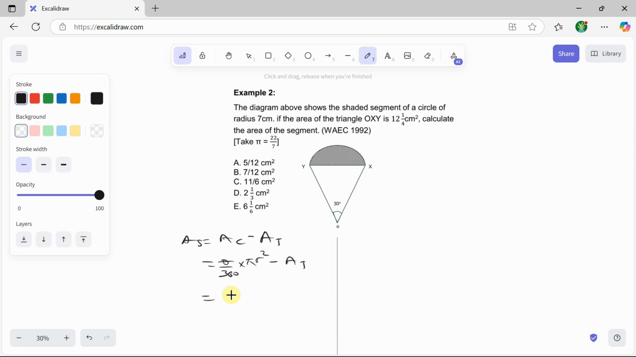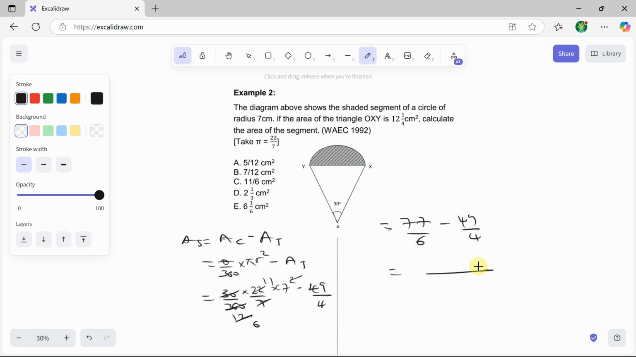We are given the area's value. So the theta there is 30 degrees. That would be 30 over 360 times 22 over 7 times 7 squared, minus 12 1 over 4. That's 4 times 12 is 48 plus 1, that will give you 49 over 4. So this will go and this will remain 12. This will cancel one of this. 2 here 6, 2 here 11. So this will be 11 times 7 is 77 over 6 minus 49 over 4.